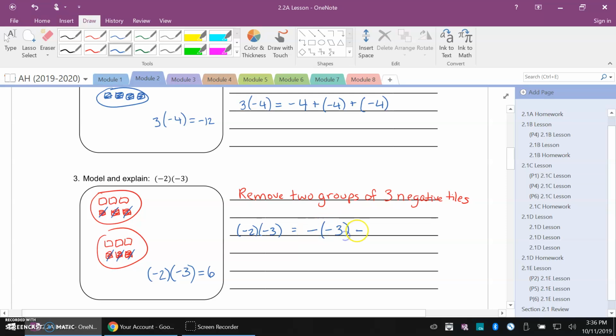So negative 2 times negative 3 is the same thing as an addition expression that would look like this. So you'll actually notice that we have subtraction. The way you read that is remove, and this means remove, and the negative 3s refer to the type of tile.